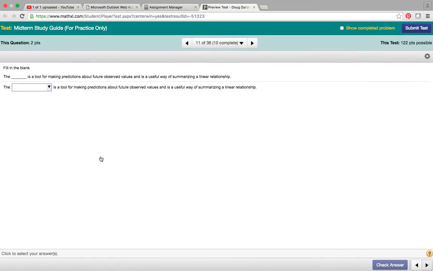So a blank is a tool for making predictions about future observed values and is a useful way of summarizing. Well, we're looking for a linear regression model. So let's go with the regression equation.